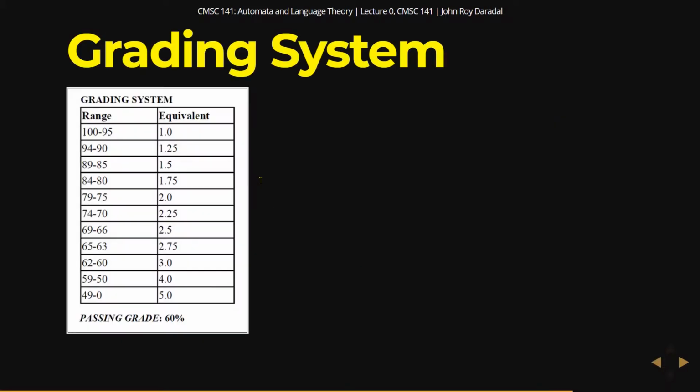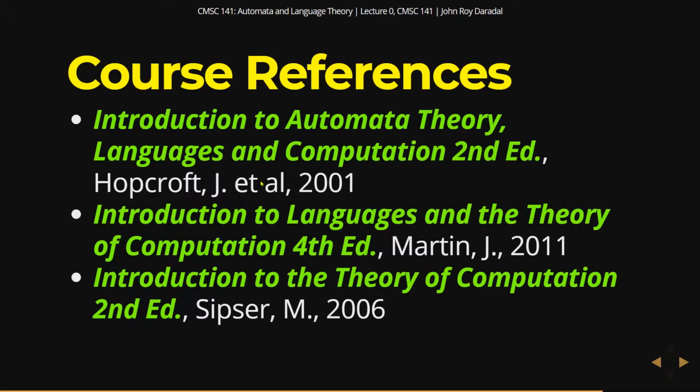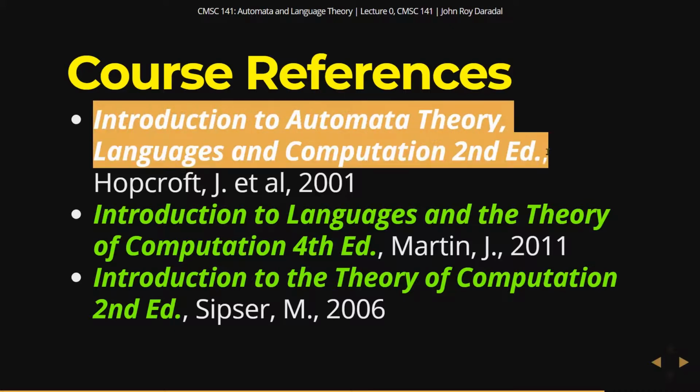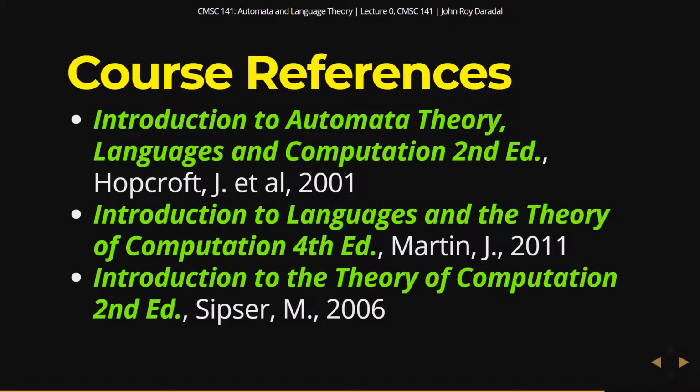And then for the grading system, it's the same as my past subjects. You can also see this in the course guide if you're interested. Now for the references, we have 3 main references, but the main one that I'm using is actually this one, the Hopcroft et al. book, Introduction to Automata Theory, Languages and Computation, 2nd edition. But from time to time, I also consult this too. But I always put the references at the end of the lecture notes anyway.